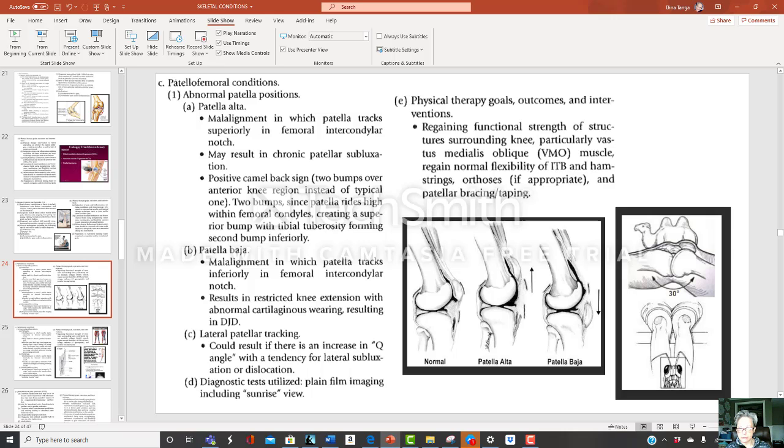The patella alta, malalignment in which the patella tracks superiorly in the femoral intercondylar notch, so it's superior. Patella baja, malalignment in which the patella tracks inferiorly in the femoral intercondylar notch. So A is superior to B. I guess that's one way you could remember that the alta, A coming before B, is superior, and the B coming after A is inferior. So patella alta, patella baja.